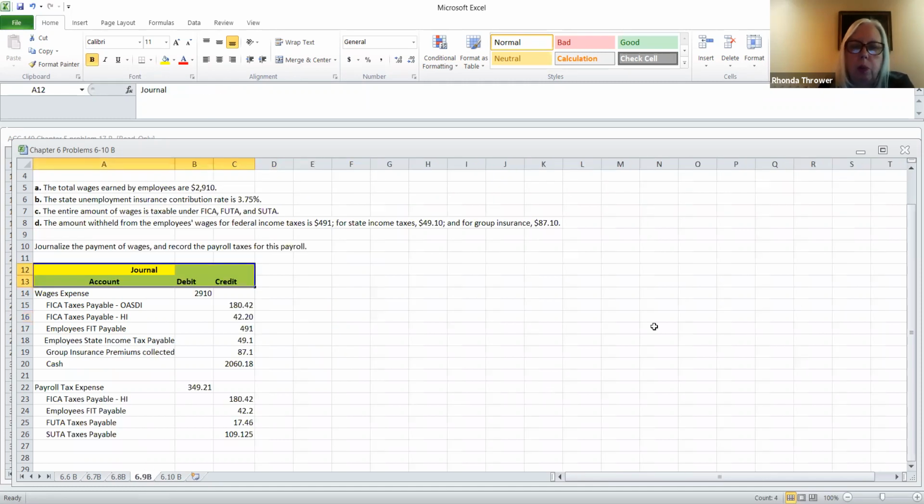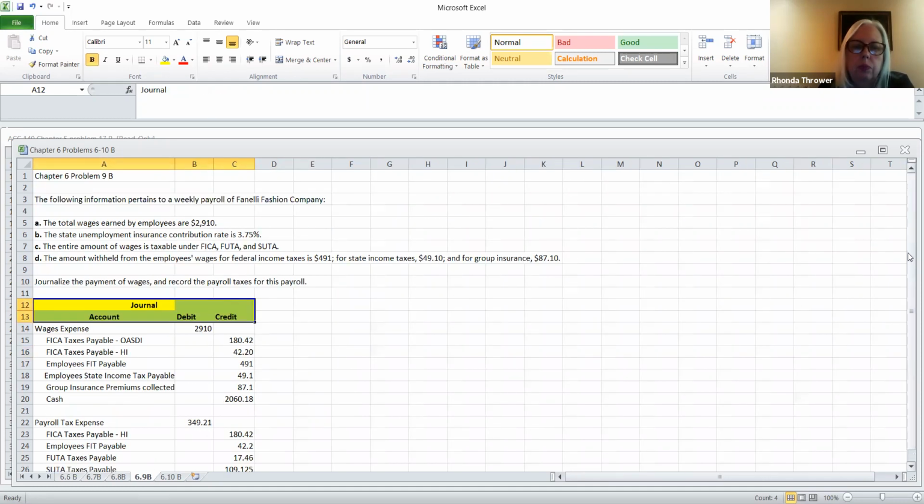Moving on to the next problem. The following information pertains to the weekly payroll of Fannie Fashion Company. The total wages earned by the employees are $2,910. The state unemployment compensation insurance rate is 3.75%. The entire amount of wages is taxable under FICA, FUTA, and SUTA.